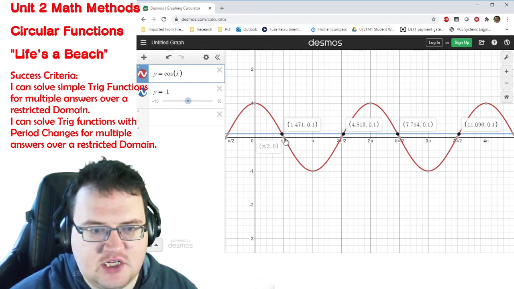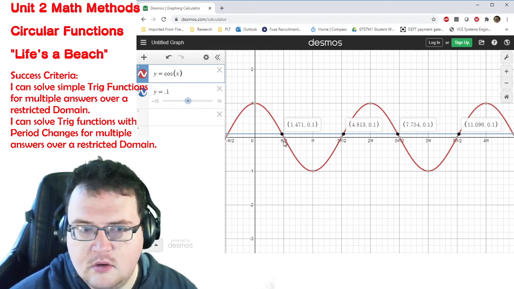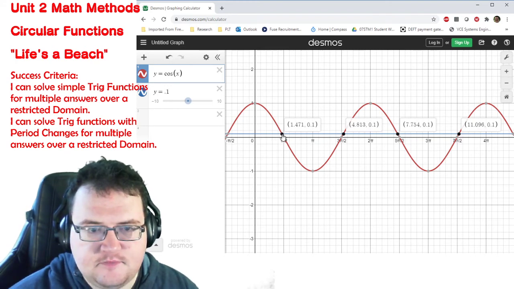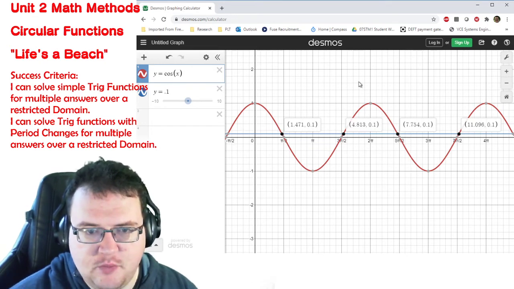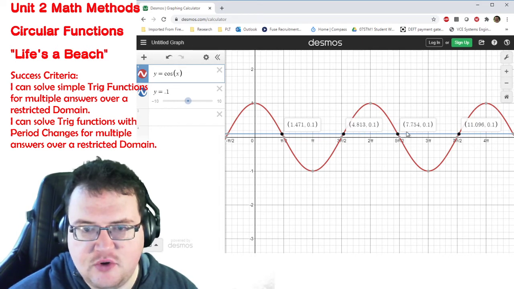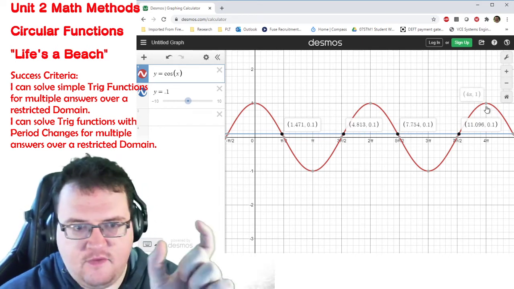If you look here, this is pi over 2. So this is going to be 1.471 from 0, and then the next one's at 2 pi. They're going to be plus or minus that same amount to get these next two. And then the next one is going to be 4 pi minus that original number.